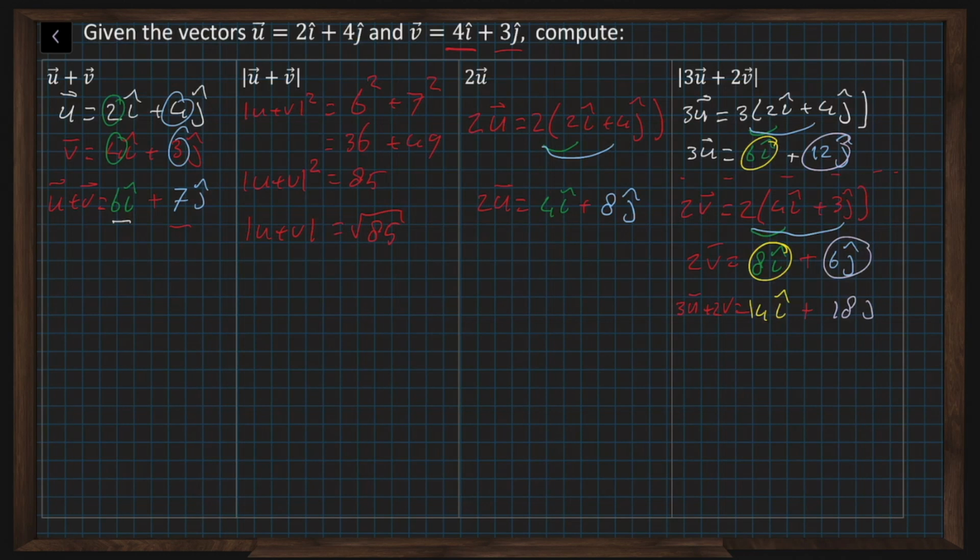But we want to find the magnitude of that, and we know that the magnitude squared is going to be equal to the sum of the components squared. So this is given by 14 squared plus 18 squared. And I will peek at the calculator and know that this is 520. And that results in the magnitude of 3u plus 2v being root 520. That is roughly 22, I believe.